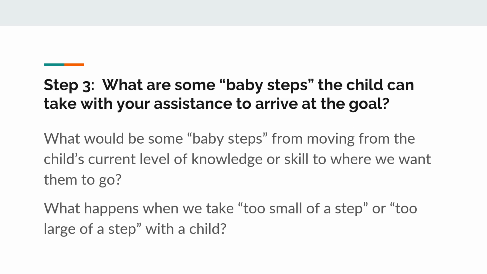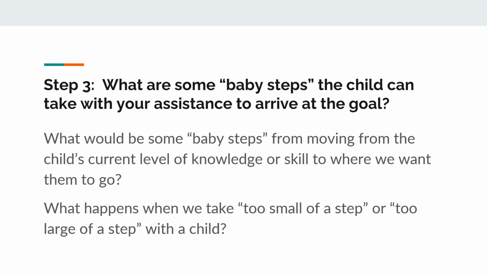Step 3 is to say, what are some baby steps the child can take with your assistance as the teacher to arrive at that goal? So in other words, what would be some baby steps for moving from the child's current level of knowledge or skill to where we want them to go? So we're going to figure out little steps that we can take to help a child.